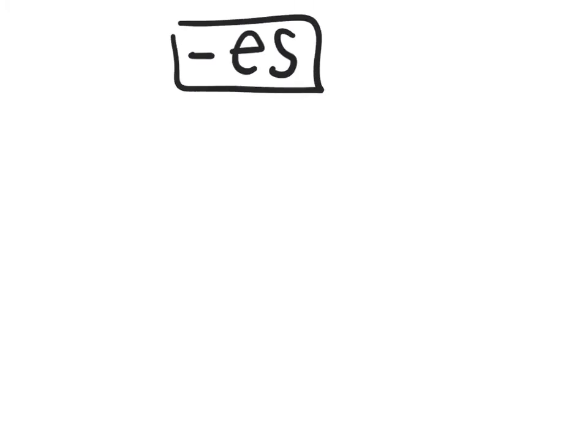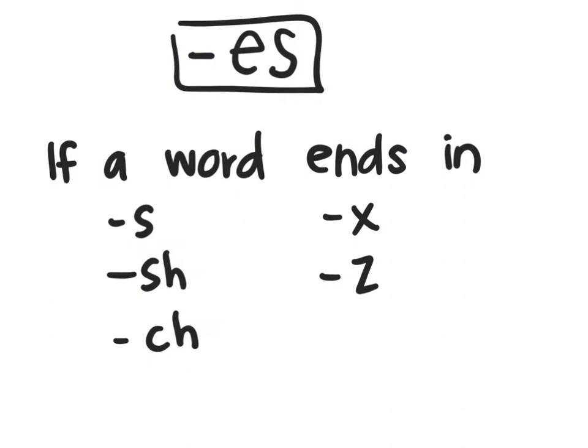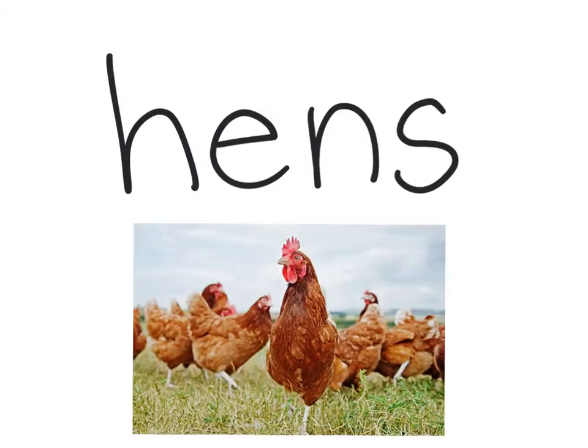Now, there's a very special rule that tells you when you should add ES instead of just S. If a word ends in S, SH, that makes that sh sound, CH, that makes that ch sound, X or Z, then you need to add ES to make the word plural. So let's look at our spelling words.